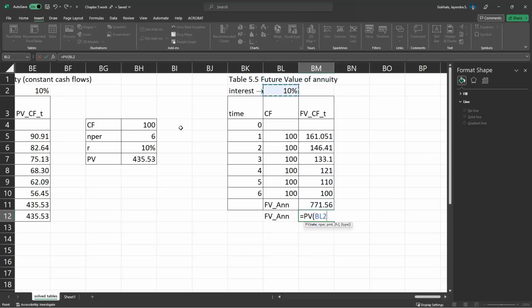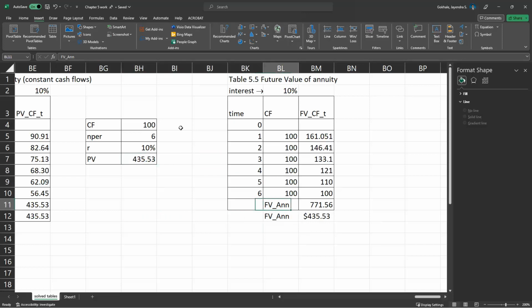So PV, rate, number of periods. There is no payment in between. Actually, there is a payment of $100, so minus 100. Sorry about that. There's no future value at the end. And then type is 0. So this is the present value, which we have already seen right here.